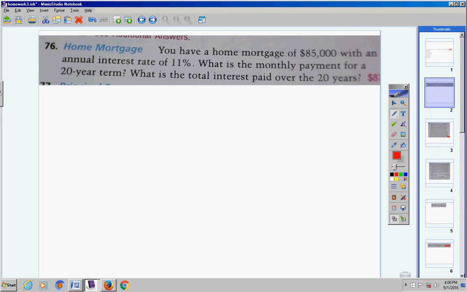And here we go. You have a home mortgage of $85,000 with an interest rate of 11%, and your loan is good for 20 years. What is your monthly payment, and what is the total interest paid? Now, by the way, on the test, you're allowed to have this formula written down if you want to, okay? I have no problem with that.